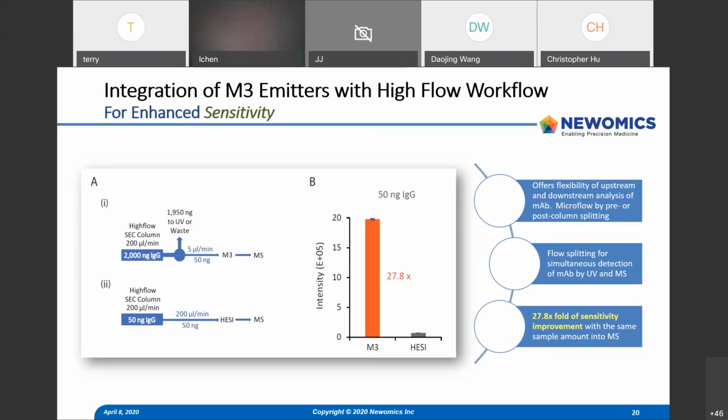Of course, we are also working on the high flow solution. Essentially, we want to provide a product where you come in with a high flow column, high flow solution, and you can still use our emitter. So we are working on that.